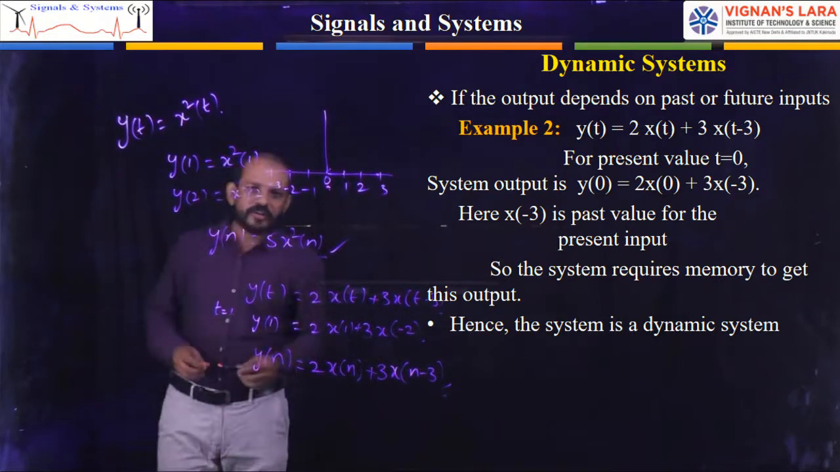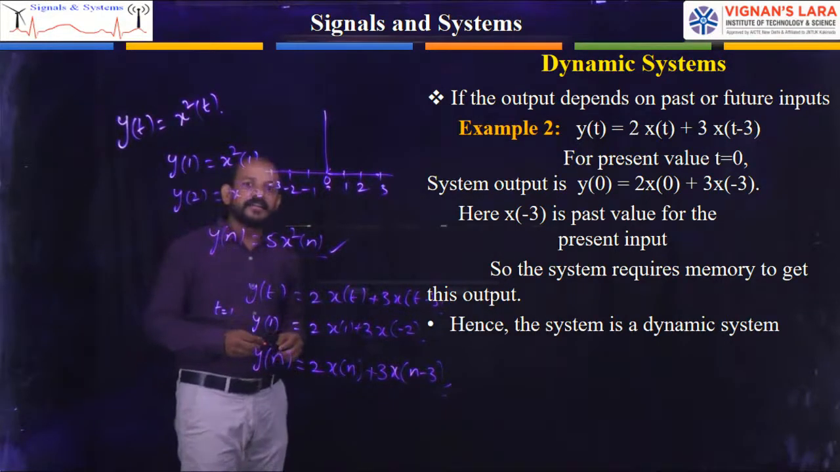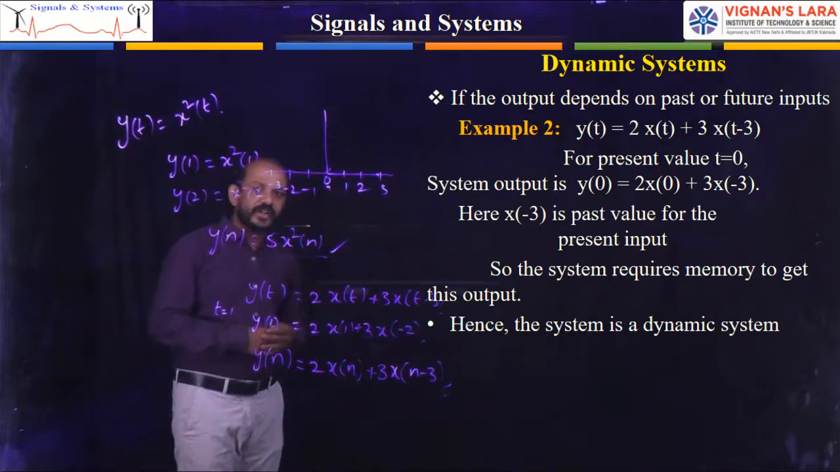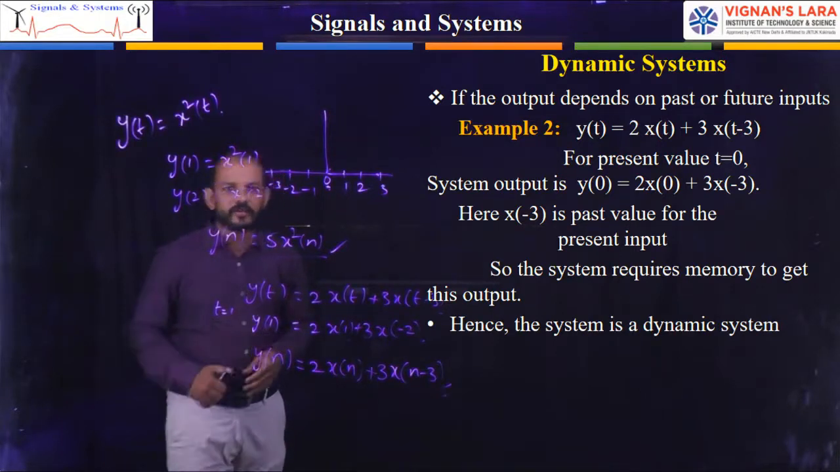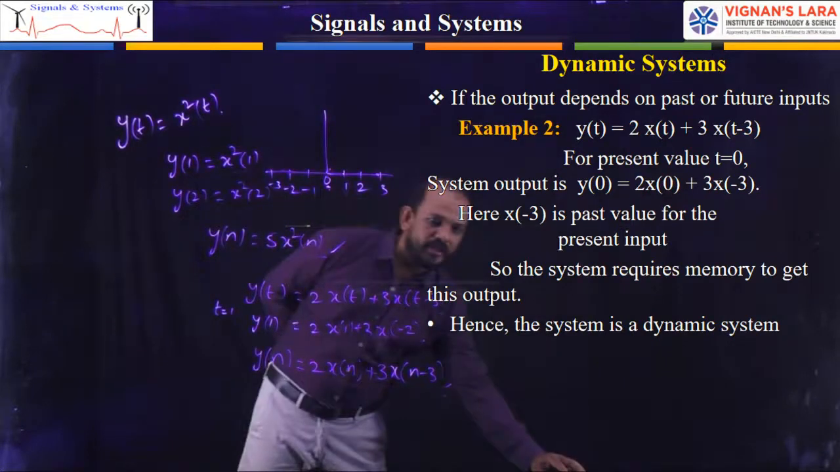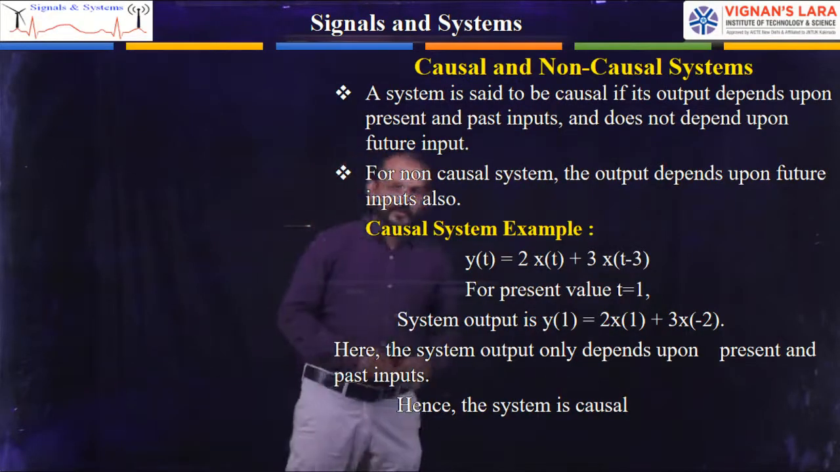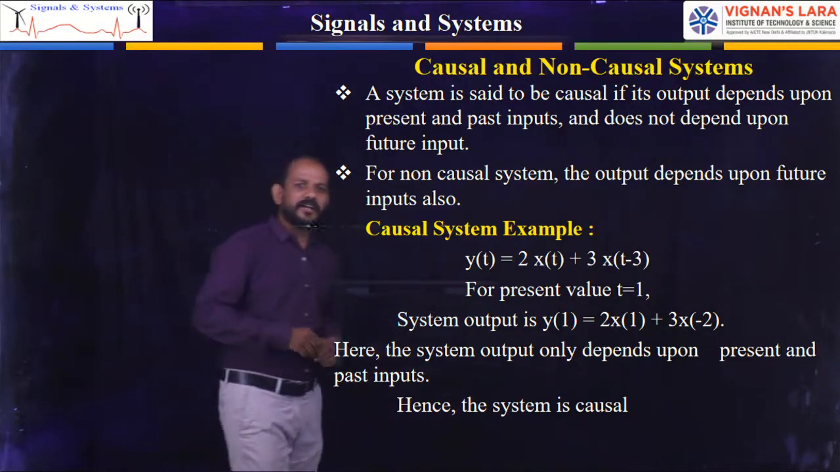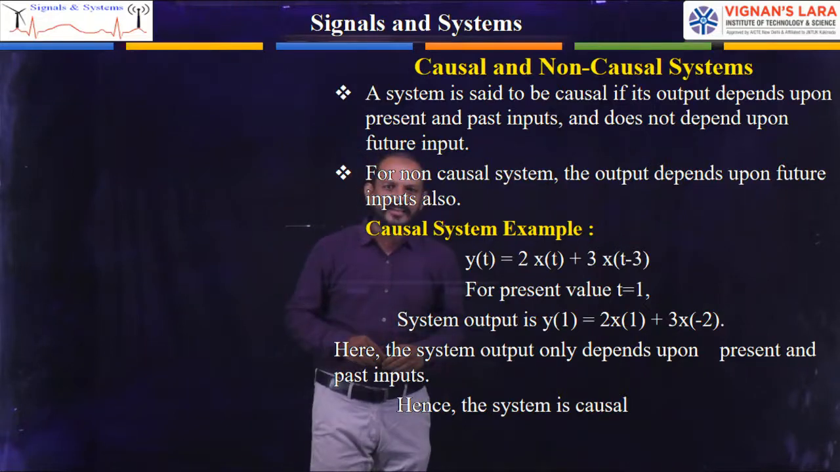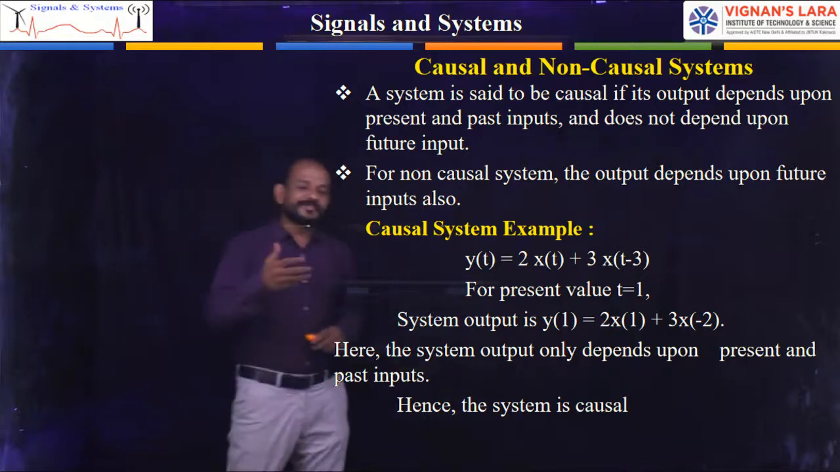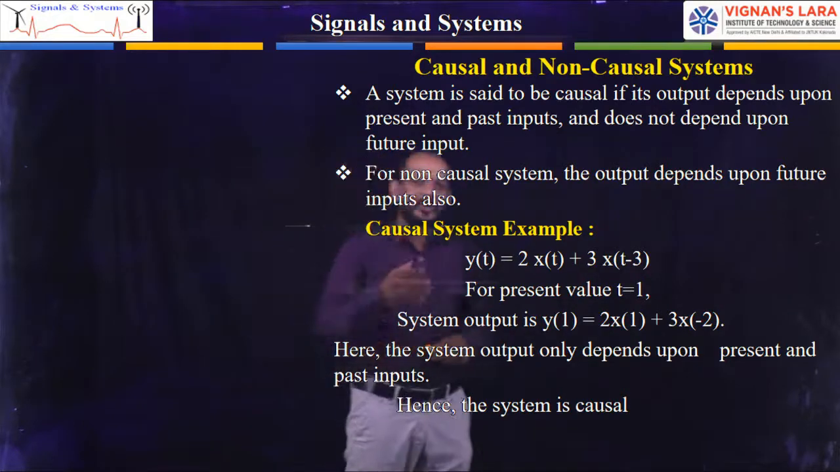So this is regarding static and dynamic systems. Next, we move on to the next one, that is causal and non-causal systems. Now the next classification of system is causal and non-causal system. Which system is called a causal system and which is called a non-causal system?